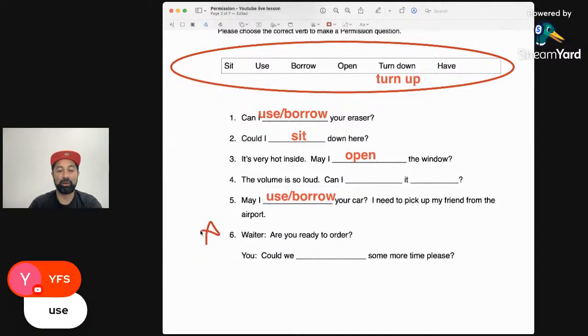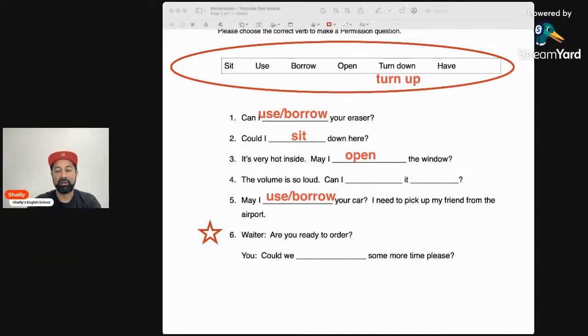All right. And the last one, I think it's really important because this is in a restaurant. In this situation, the waiter has come to your table. The waiter asks you, are you ready to order? But you're not ready. So it's important we ask a question to the waiter. Could we something more time, please? What verb will you choose here? And if you want to use a different verb, one that's not in the list, that's also okay.